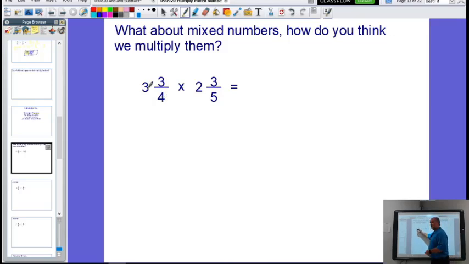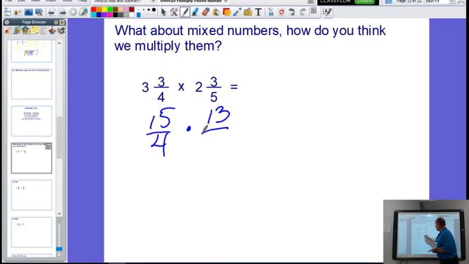So 4 times 3 is 12, plus 3 gives you 15, and you put it back over 4. Times, do the same thing to the other one. 5 times 2 is 10, plus 3 is 13. You put that back over the 5. And then you multiply. Now, this is kind of a tough multiplication, so we're going to work this one two ways. We're going to work this the multiply way, and then we're going to look at it in a separate way. Okay? So the first thing I need to do is 15 times 13, and then 4 times 5.